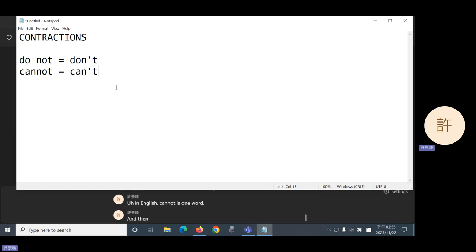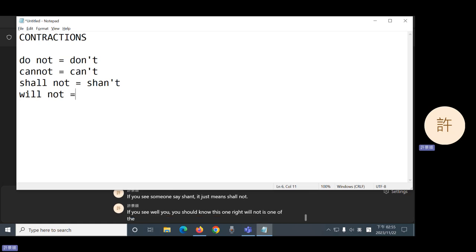And then you have somewhat less frequent contractions like... if you see someone say shan't, it just means shall not. If you see, well, you should know this one, right? Will not is one of the few to not make sense. For some reason, it becomes won't.